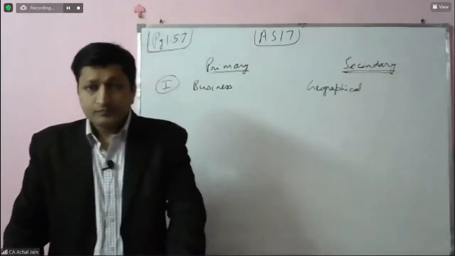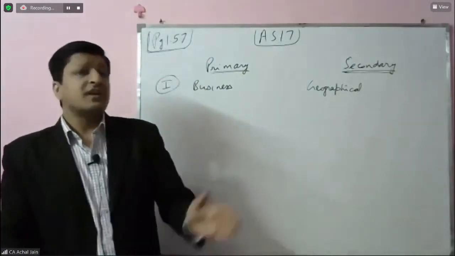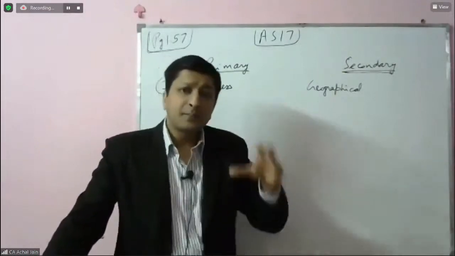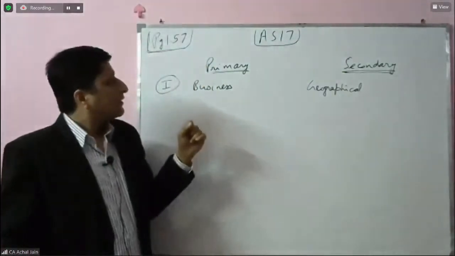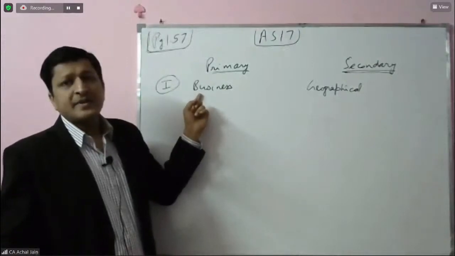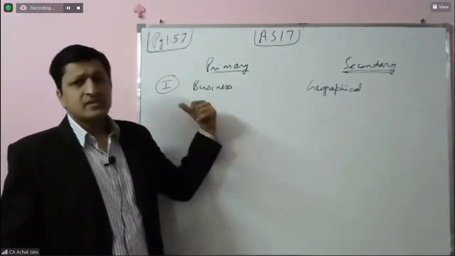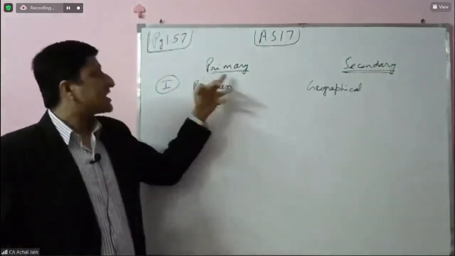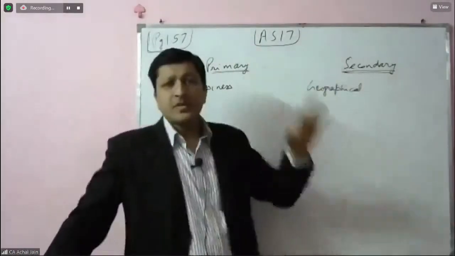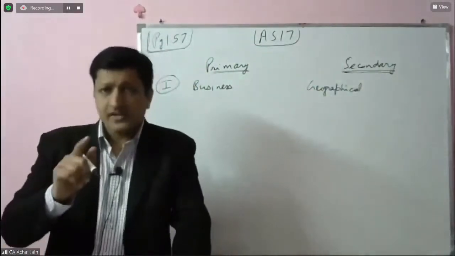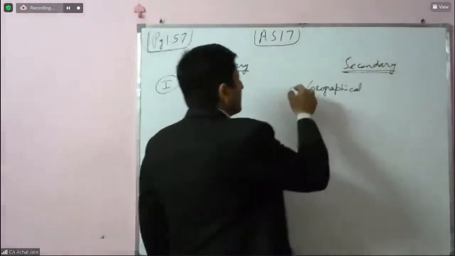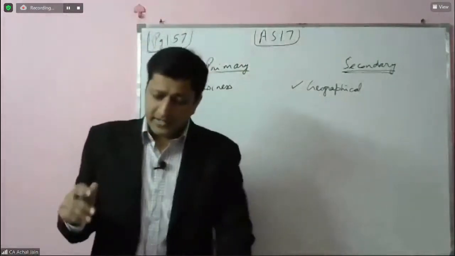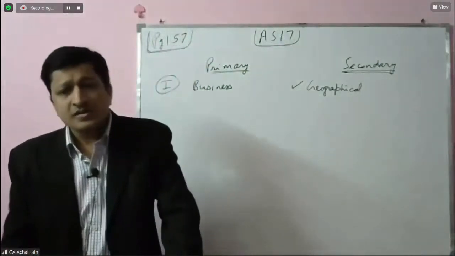But the disclosures which are required to be given for secondary will vary depending on the fact whether business is the primary segment or geographical is the primary segment. So the first situation that we are discussing is wherein business segment was the primary segment and geographical segment becomes secondary segment. So in this case, for this geographical segment, which is a secondary segment, let's understand what are the disclosures required.